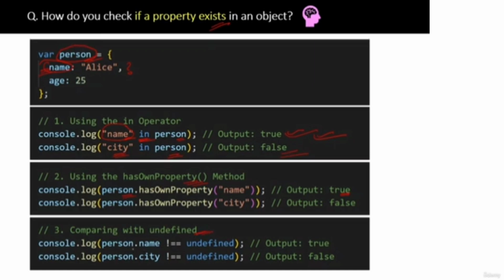So if a person or any property is there, then it will never be equal to undefined, right? So this condition will be true. So it's just like opposite. But if the property is not there, then person.city will be equal to undefined, right? And this condition will be false. The whole condition will be false, right? So that is the way, and that is the answer to this question.